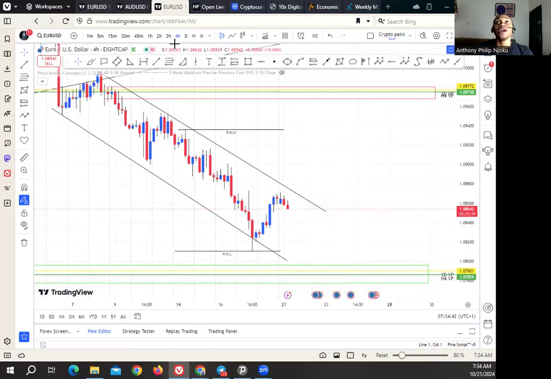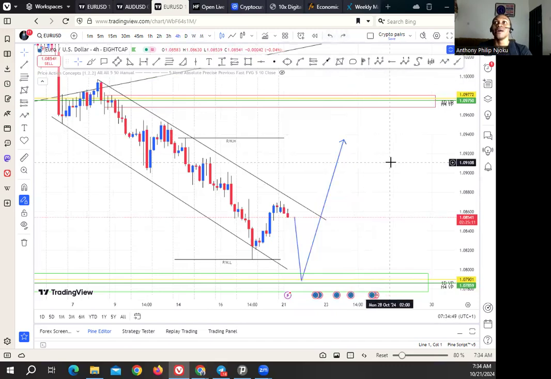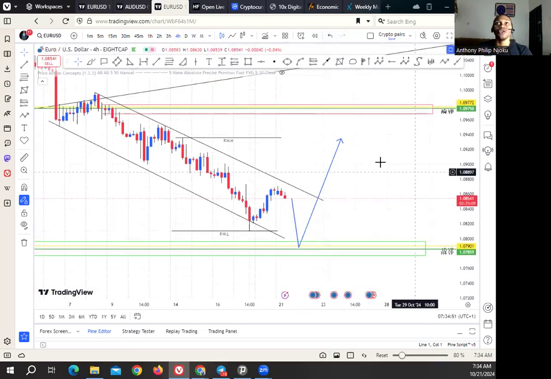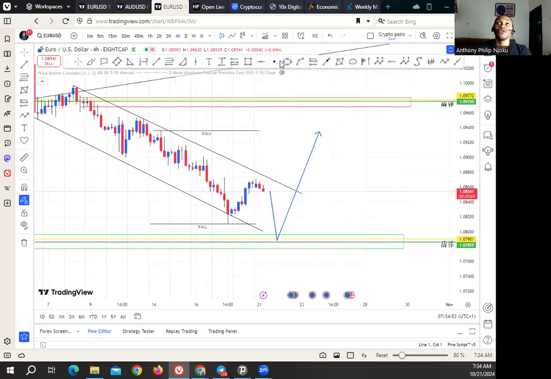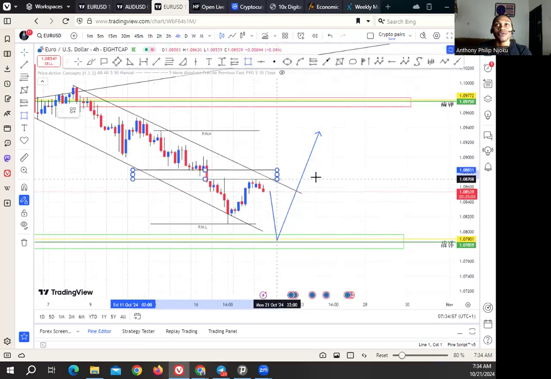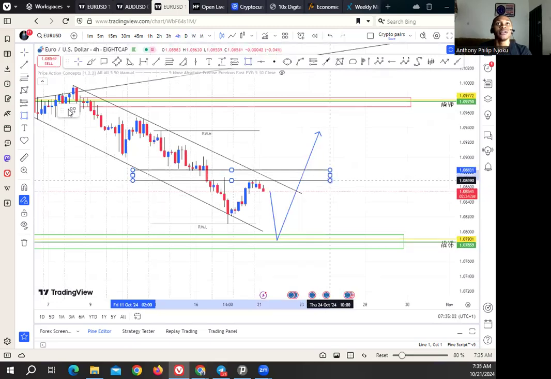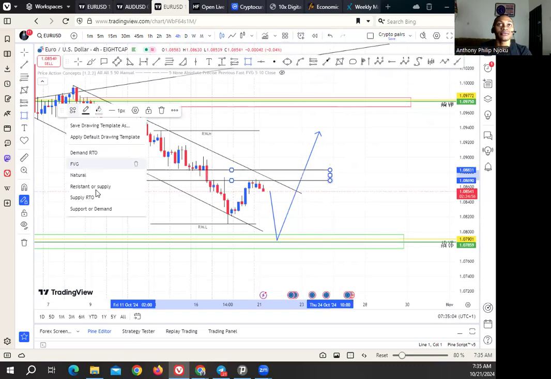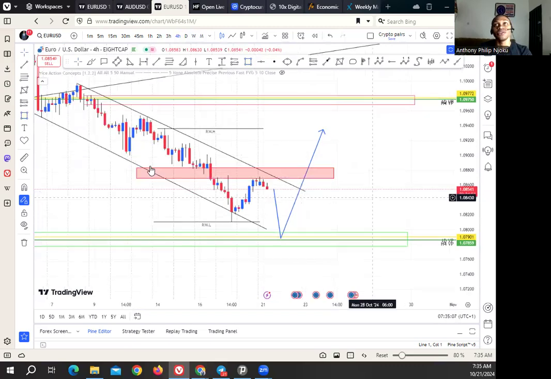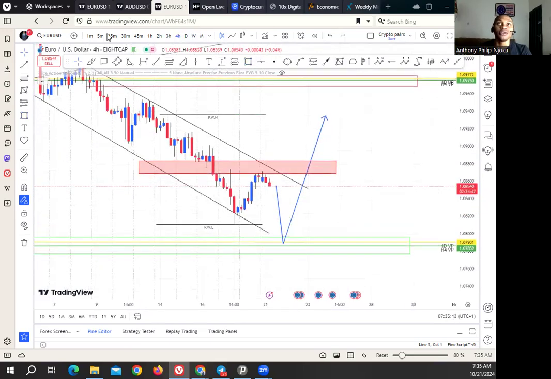So basically, I think the market is going to drop, get to this point, and then move back up. This is my bias right now for Euro USD. And if you can also spot, this is a significant area of reversal. This is the resistance level. For me, I can see the market dropping to that. It's already dropping.